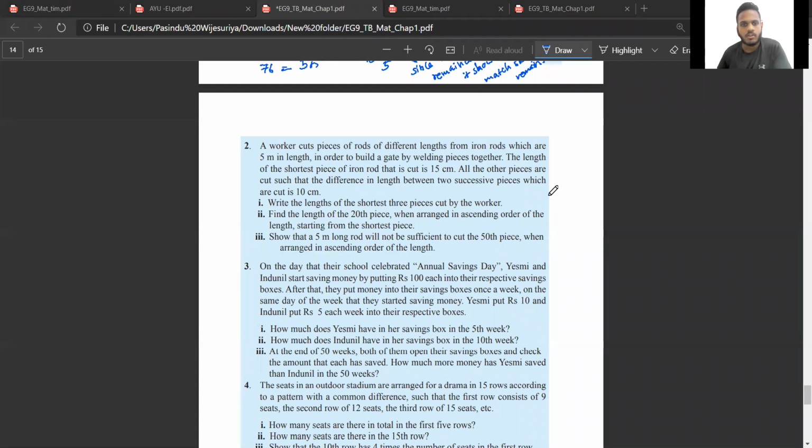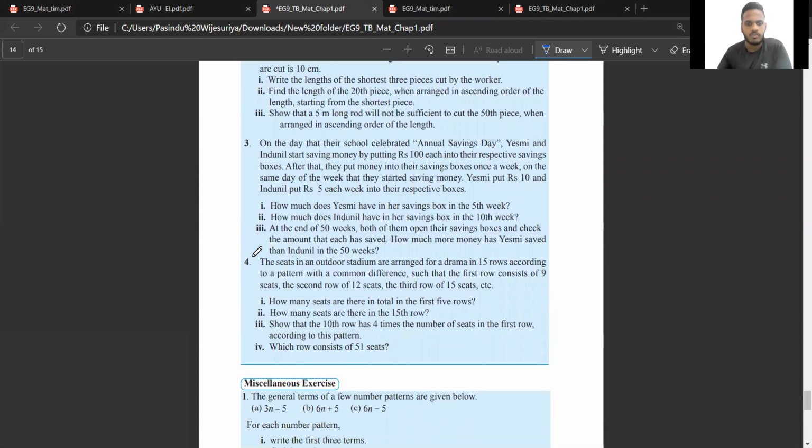Then going on to another question. I'm just going to skip question number 2. It's going to be pretty similar. I'm going to go to the fourth one. Let's see how it goes.